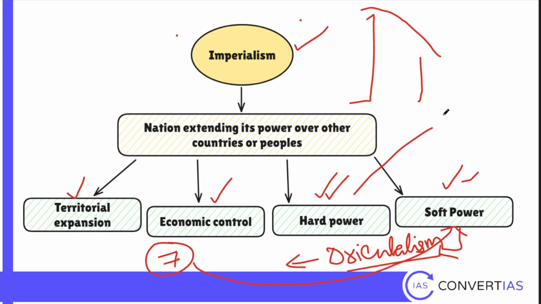Hard power means direct war. When they are fighting the Anglo-Mysore war, it's hard power. Economic control means controlling the markets in India, destroying the crafts in India, taking raw materials from here, making finished goods out of it, and supplying it to the Indian market. That's economic control. Then on the whole, territorial expansion is also happening.